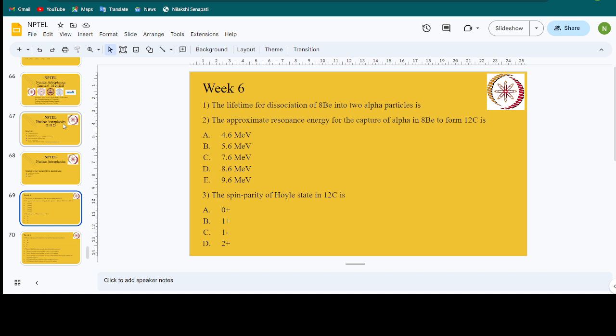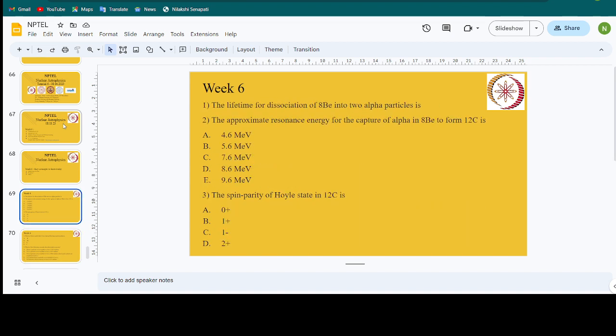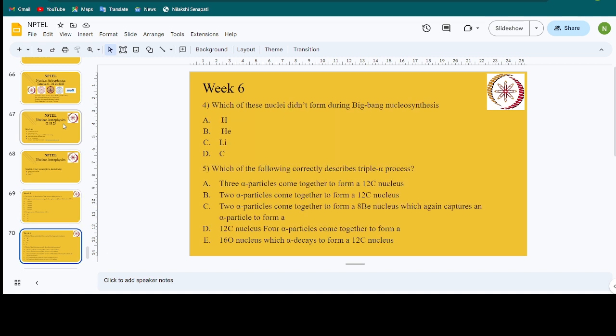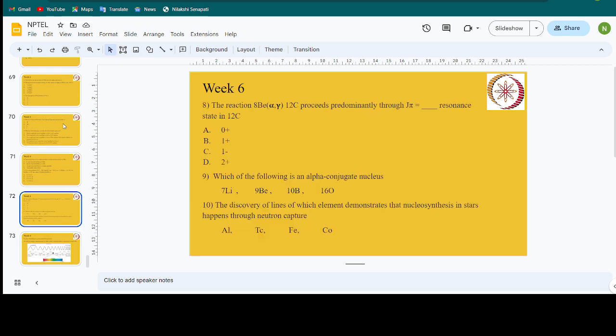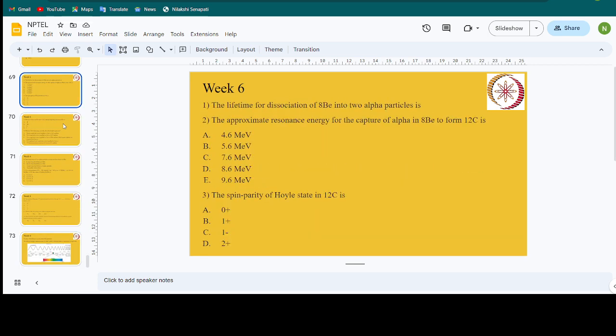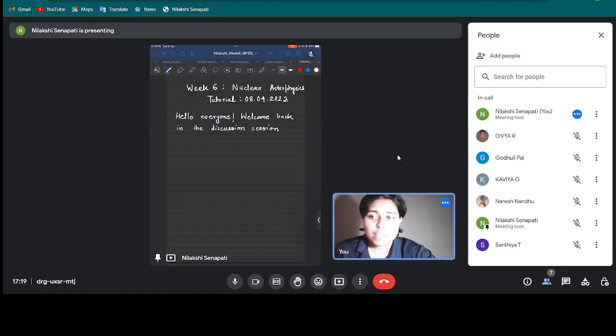I found personally that informative questions are sometimes more dangerous, because you need to remember the things particularly. And there were lots of questions this time with spin parity. I think two or three questions were on spin parity, and I hope everyone was able to solve those spin parity type questions in the week 6 assignments. If anybody found any problem, or was it very easy for you to solve these questions?